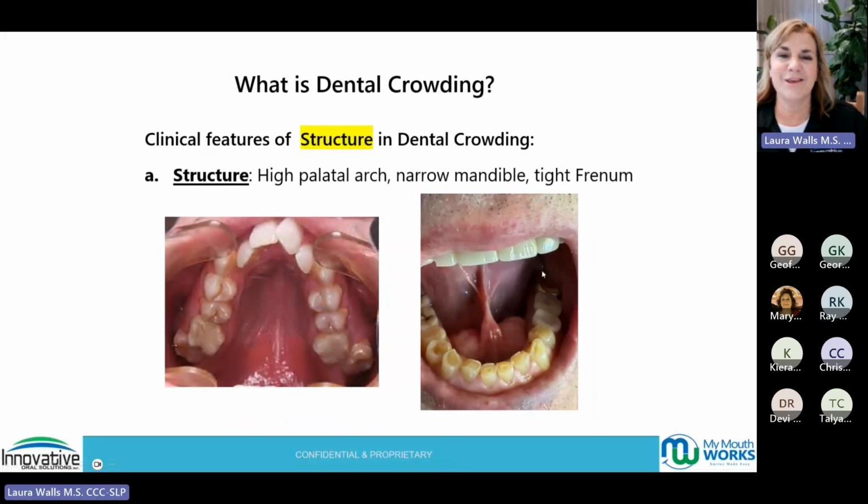So structure, this is what I think you're all familiar with. I wanted to bring this in because everybody knows dental crowding includes a high palatal arch, which is here. And they know it typically contains a narrow mandible, which is on the bottom here, but you can see this maxilla is really narrow as well. So when you're thinking about it, where does the tongue go? And what is this in the back of the throat here? This is inflammation. And what is this doing to all the structures that are surrounding this high palatal arch, narrow mandible, and narrow maxilla?